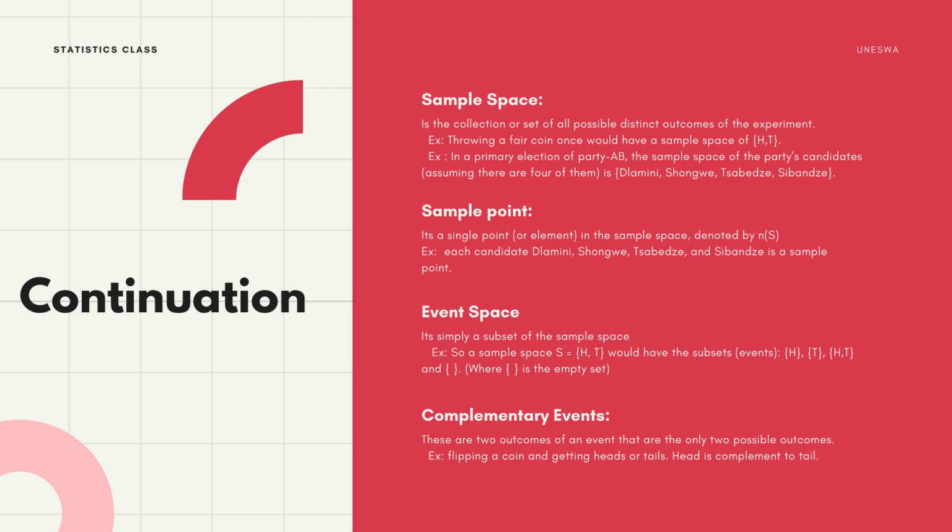There is no way we can wake up and have a Miss Madlala being elected when she wasn't even part of the collection or the set of the possible outcomes of the experiment. In other words, there is no way I can be elected if I'm not part of the sample space. So these are things that you need to note.